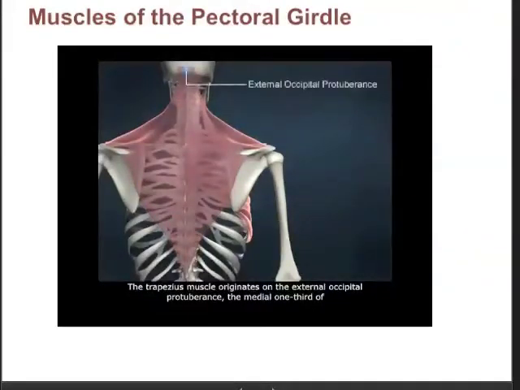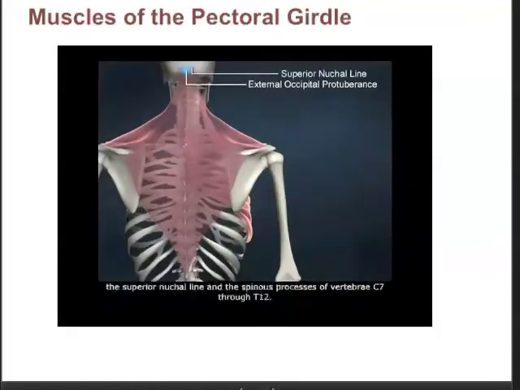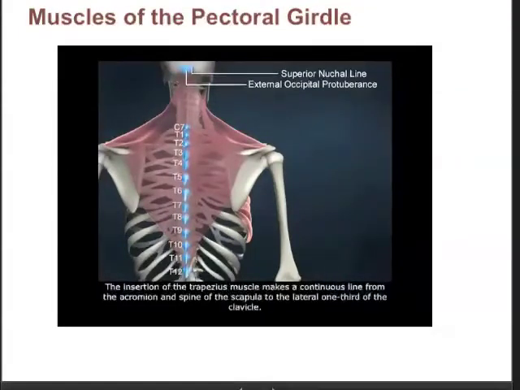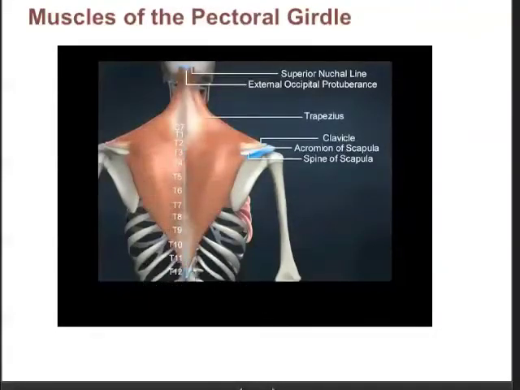The trapezius muscle originates on the external occipital protuberance, the medial 1/3 of the superior nuchal line, and the spinous processes of vertebrae C7 through T12. Insertion of the trapezius muscle makes a continuous line from the acromion and spine of the scapula to the lateral 1/3 of the clavicle.